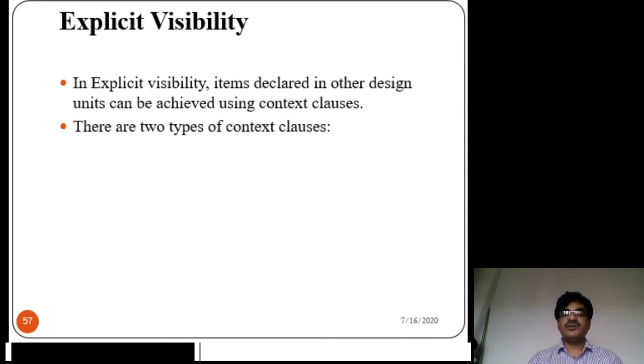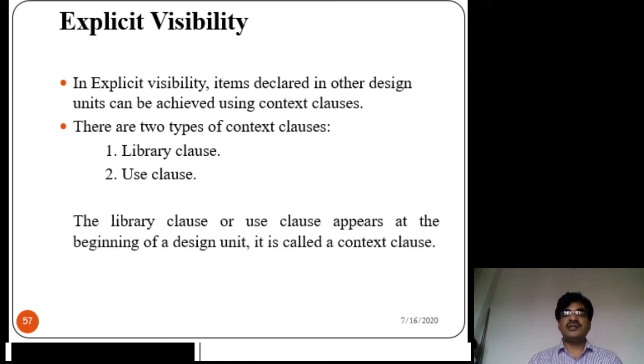There are two types of context clauses. One is the library clause and another one is the use clause. Using these two, you can make the explicit visibility, right? Therefore, generally these two clauses appear before the beginning of the entity design unit.